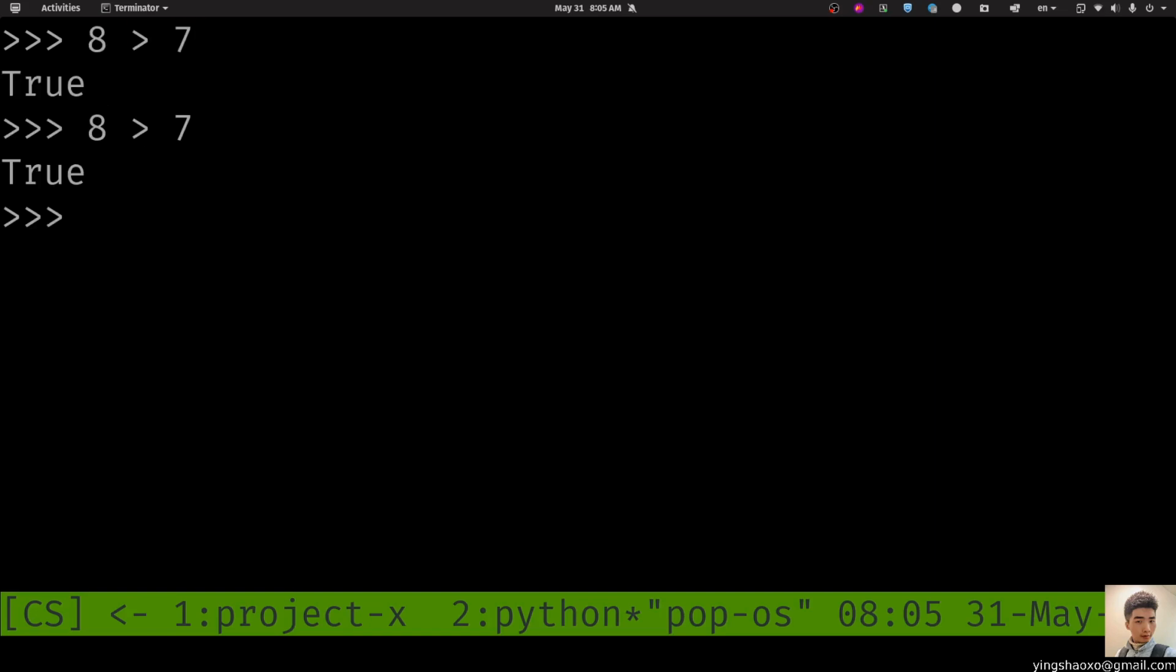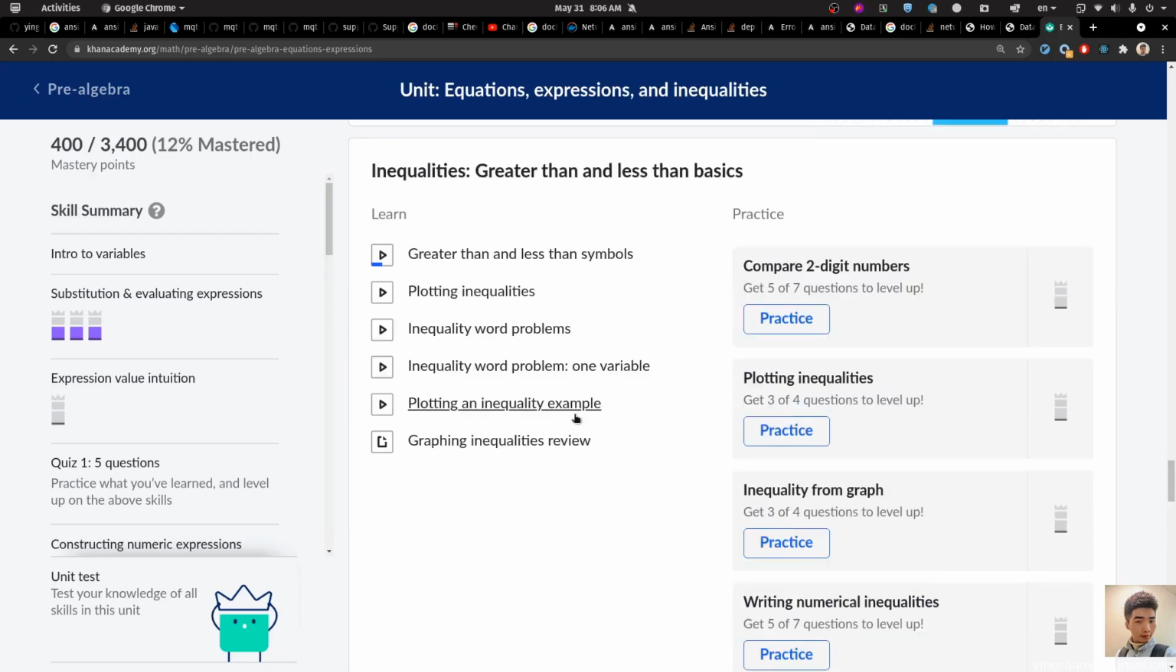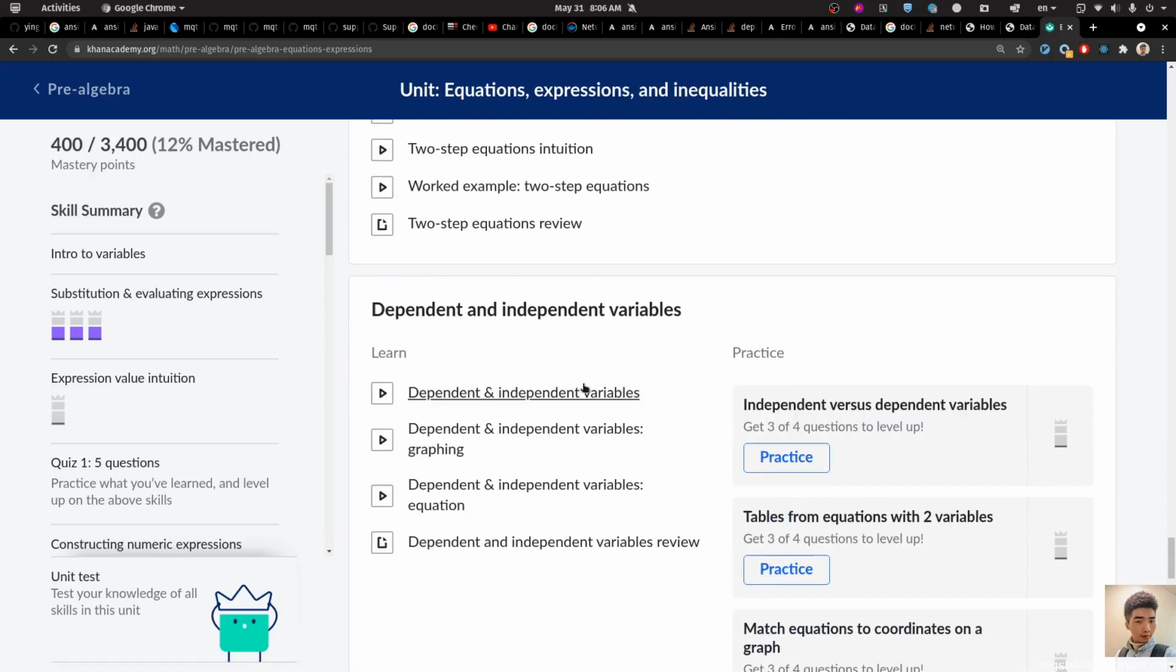But is 7 greater than 5? The answer is true. I made a mistake again. Is 7 greater than, let's say, 10? The answer is false. We don't have to go through this; you already understand the ideas with a programming language. Next, dependent and independent variables.